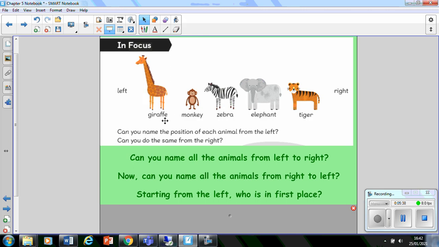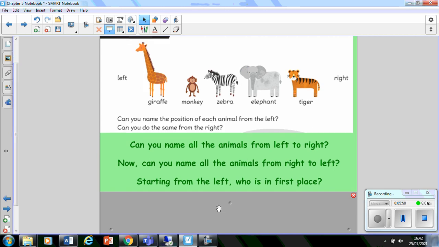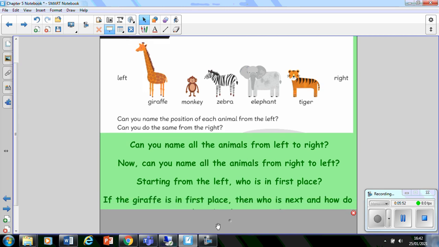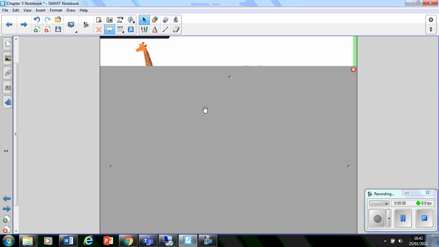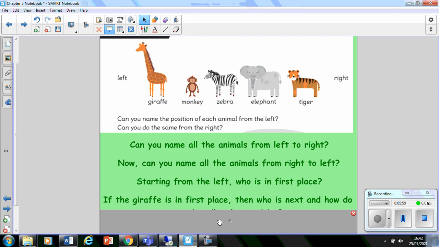I have got the giraffe, the monkey, the zebra, the elephant, the tiger, okay? And the first animal on the left is the giraffe. How about my next question to trick you? Okay, if the giraffe is in the first place, then who is next? And how do you describe that position? So if the giraffe is in the first place, who comes next?